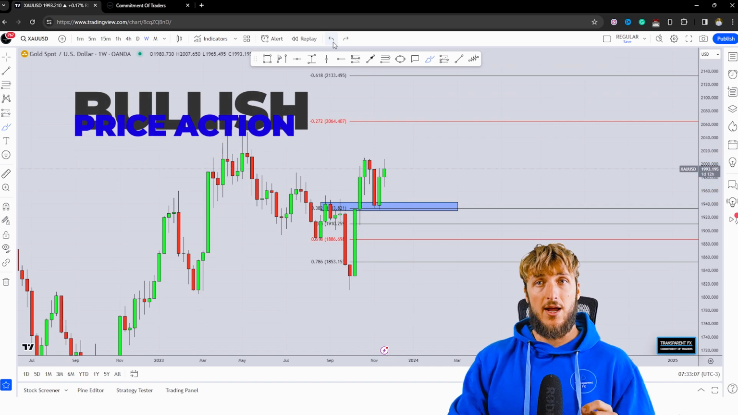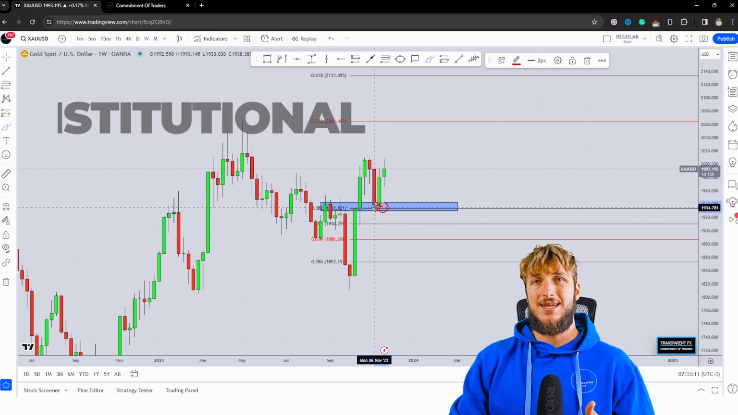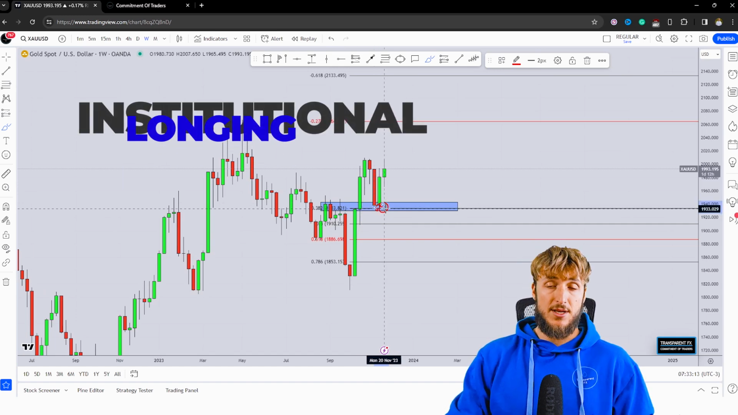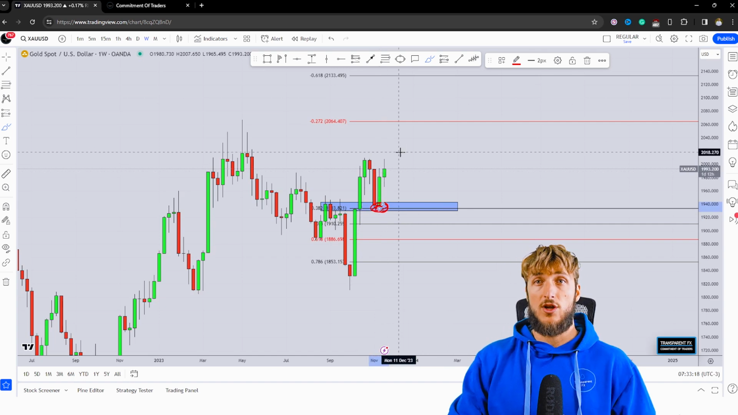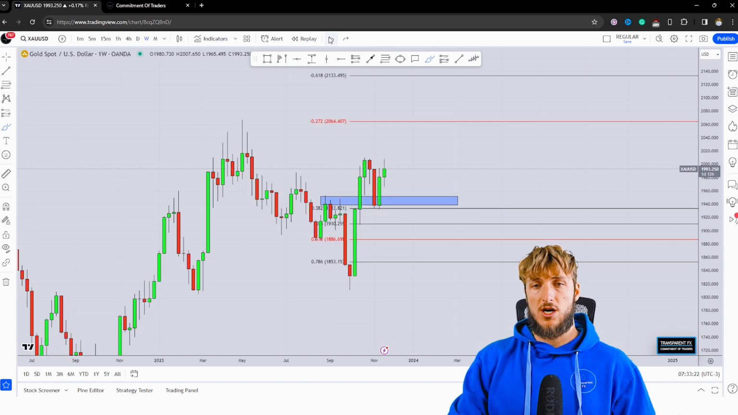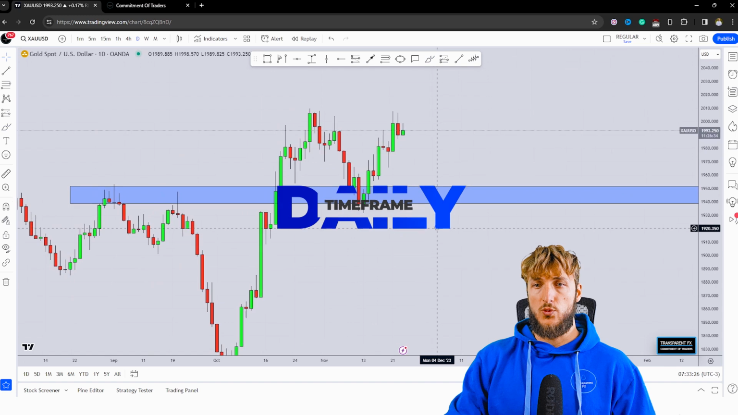Now, there's a very high probability that inside of a confluence of support area, we have got an institutional longing happening inside of this zone here. And that is something that we will be covering later on during the video when we go and see actually how institutions are moving their orders. Now, if we drop down on the daily time frame, what do we see?